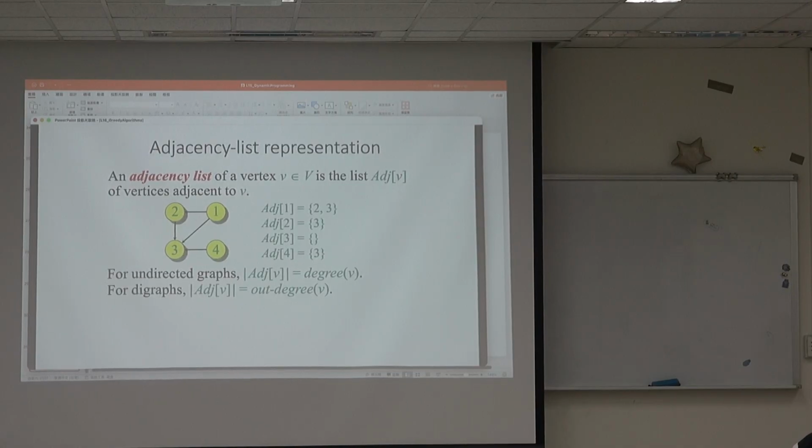For the directed graph, because we only put the outgoing neighbors in the adjacency list, the size of Adj[v] will be the out-degree. So again, this is a review of the data structure.